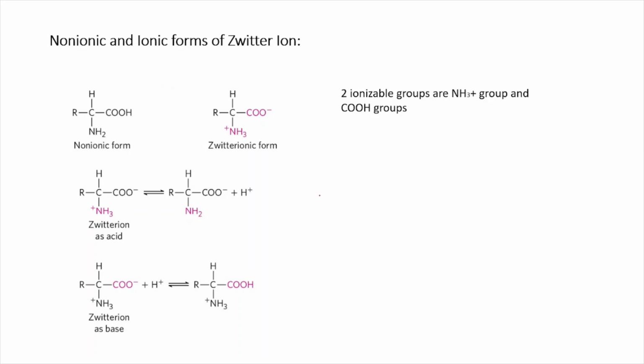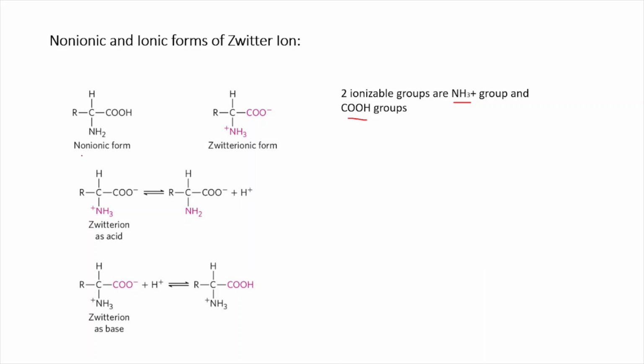Now I have already talked about the two ionizable groups of an amino acid, the NH3 plus group and the COOH group. Whether the R group will have an ionizable group or a non-ionizable group depends upon the R group. We are mostly talking about the general structure till now. Later on we will be dealing with structures of amino acids in which the R group is also there, but excluding the R group we have two ionizable groups, mostly the NH3 plus group and the COOH group.